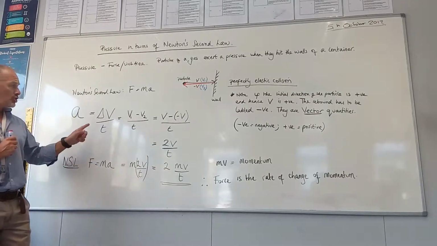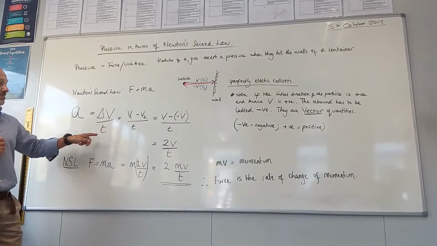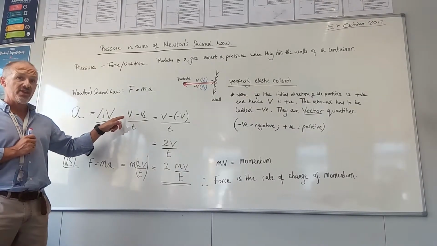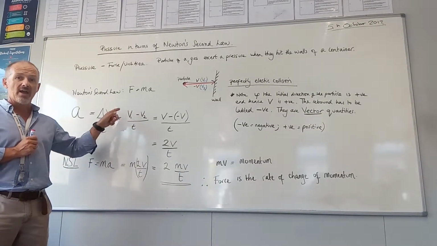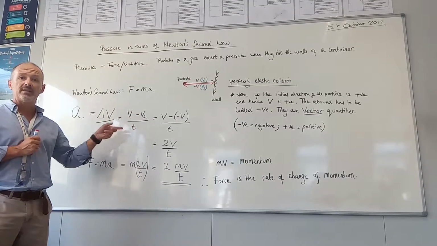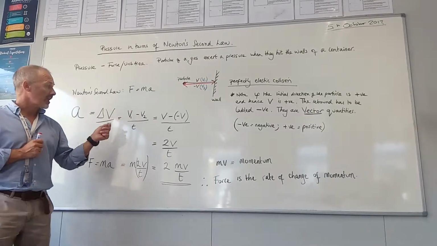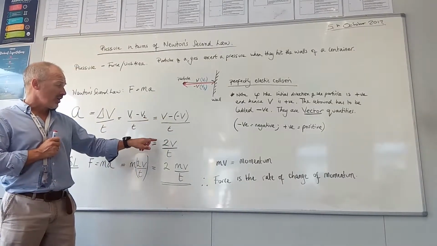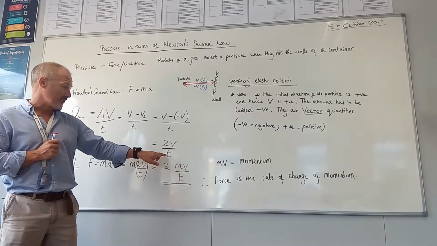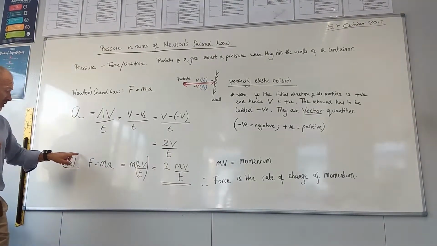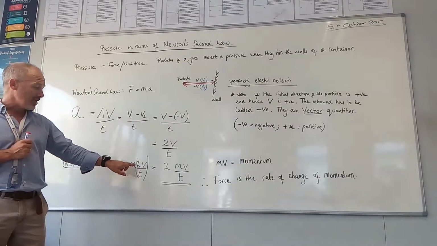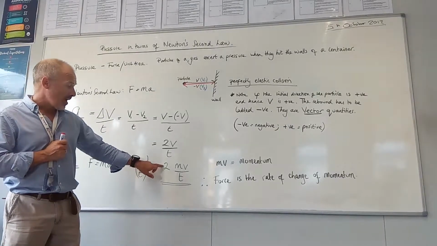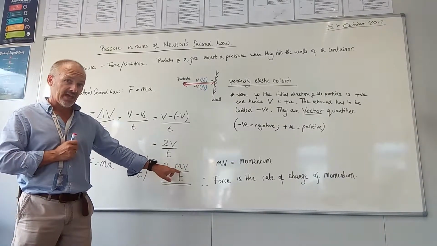So if we now take the change in velocity, which admittedly we would normally define as V2 minus V1, however, this time I'm going to define it the other way around, simply to get rid of the minus sign. I now get V minus minus V over t, and my change in velocity is 2V over t. If I now plug this into Newton's second law, we get m times 2V over t, bring my 2 outside of the brackets, whereby we get 2mv over t.